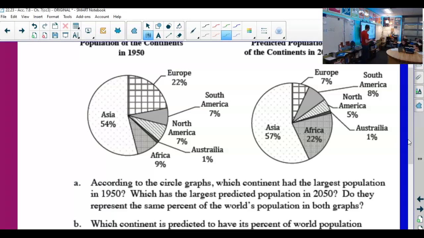Australia stayed 1%, because everything's trying to kill us. North America went from 7% to 5%, still pretty small. But then Africa went from 9% to 22%. I wrote no because of Africa. Asia and Africa got bigger, everything else got smaller. But remember, this is just talking about people, not the size of the continent.